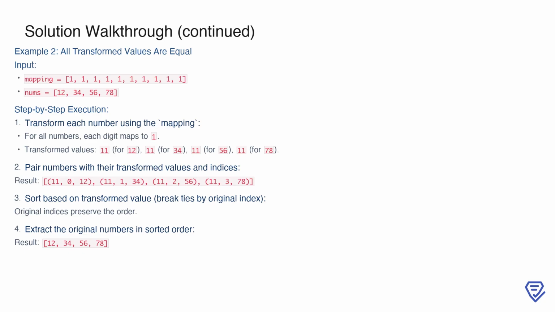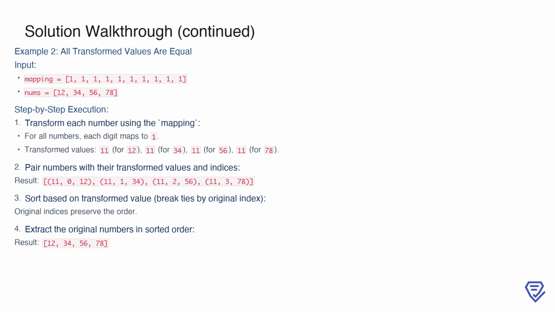Now let's explore a case where all transformed values turn out to be equal. Consider the mapping array 1, 1, 1, 1, 1, 1, 1, 1, 1, 1, and the input numbers 12, 34, 56, 78. Since every digit maps to 1, each number transforms into the same value. For example, 12 transforms to 11, 34 also transforms to 11, and so on for 56 and 78. This gives us the transformed values 11, 11, 11, 11.